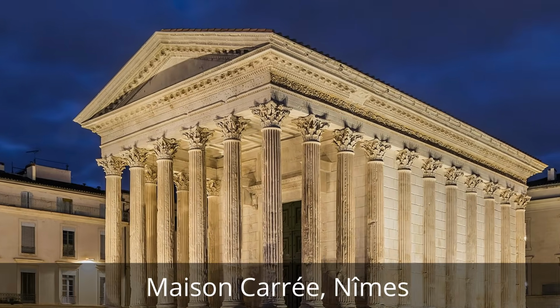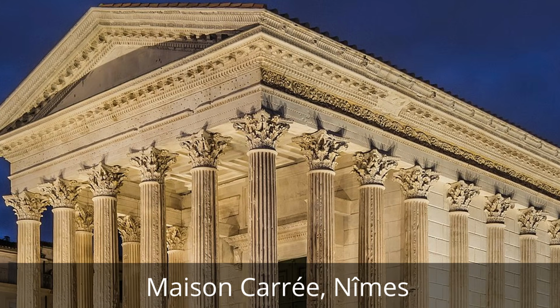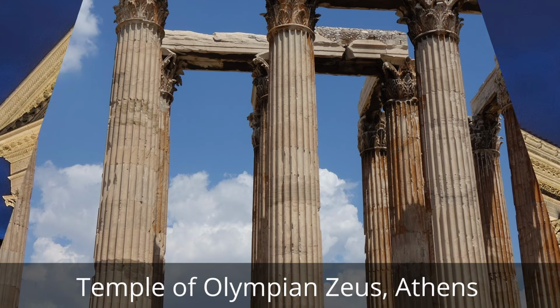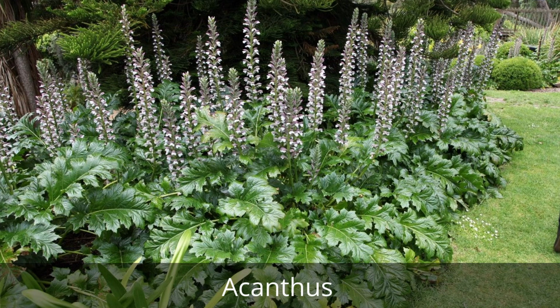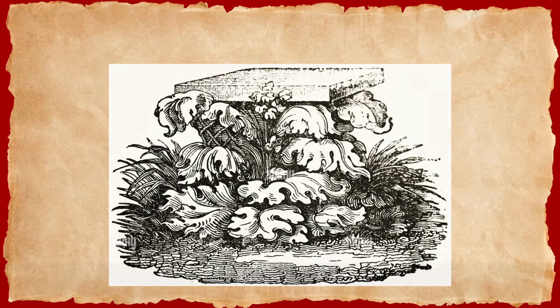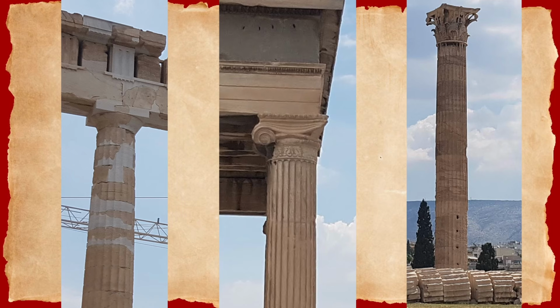The third main type of column was the Corinthian. This was the most ornate, flowing with acanthus leaves. Vitruvius again tells an interesting story of a sculpture inspired by a basket through the bottom of which an acanthus tree had grown. But these three orders were far from the first columns and far from the last.